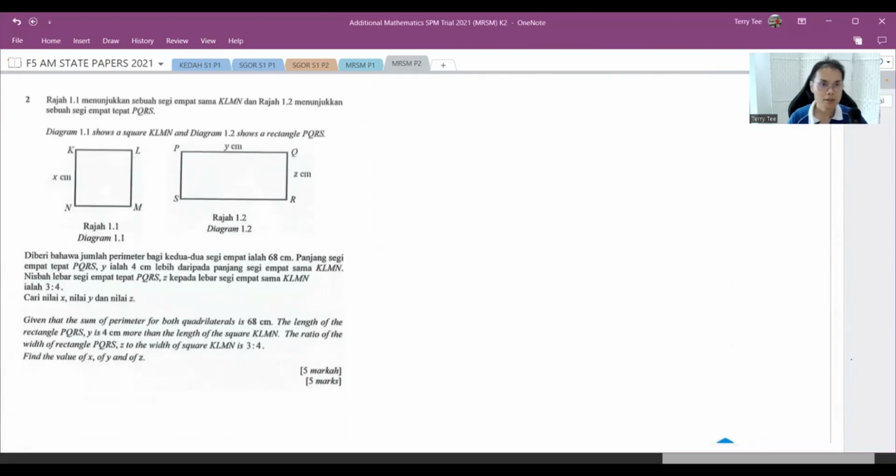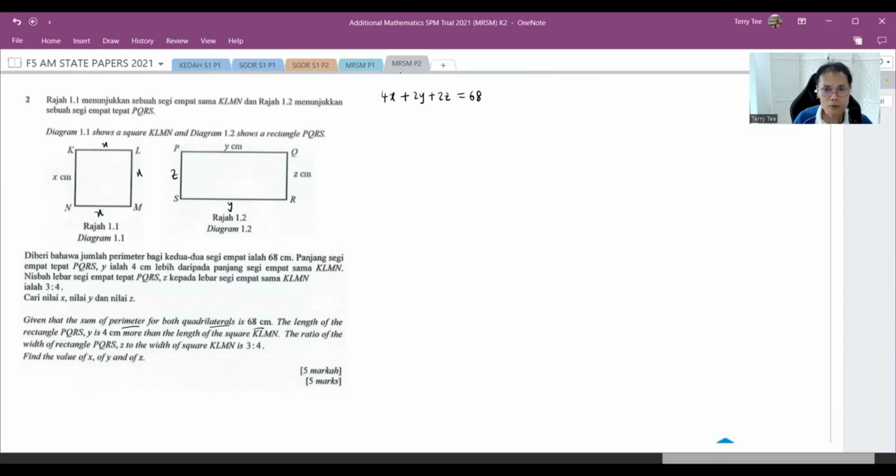Okay, so the first thing is you are given a diagram consisting of a square and a rectangle. So we have to form three equations actually. The first thing is the sum of perimeter for both quadrilaterals is 68. The perimeter for a square is x plus x plus x plus x, which is 4x. For the rectangle, it is 2y and 2z. So you write 2y here and 2z here, and your sum of perimeter is 68, right?